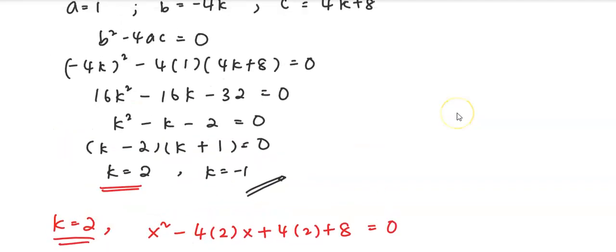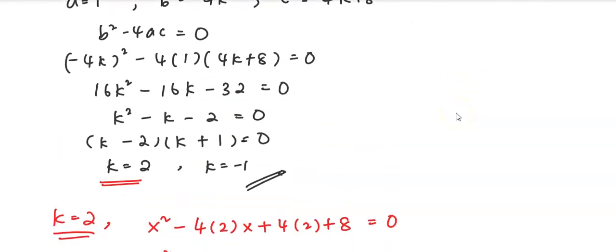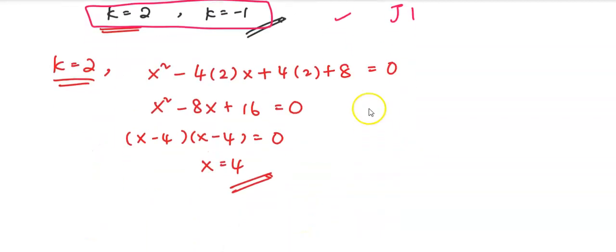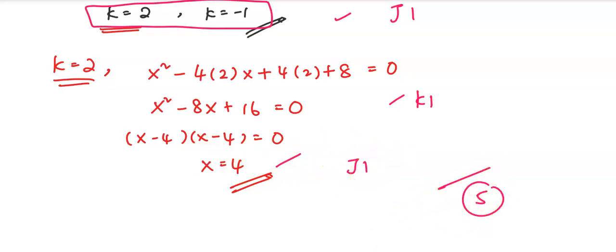So this question entitles you to 5 marks, where you have 2 marks for the steps and 1 mark for the answer. The answer is k equals 2, k equals negative 1. And then here you have 1 mark for the steps, when you substitute the 2 into the quadratic equation, and then you solve it, you get x equals 4, and you get 1 mark for the answer. J stands for jawaban. So in total you have 5 marks for this question.